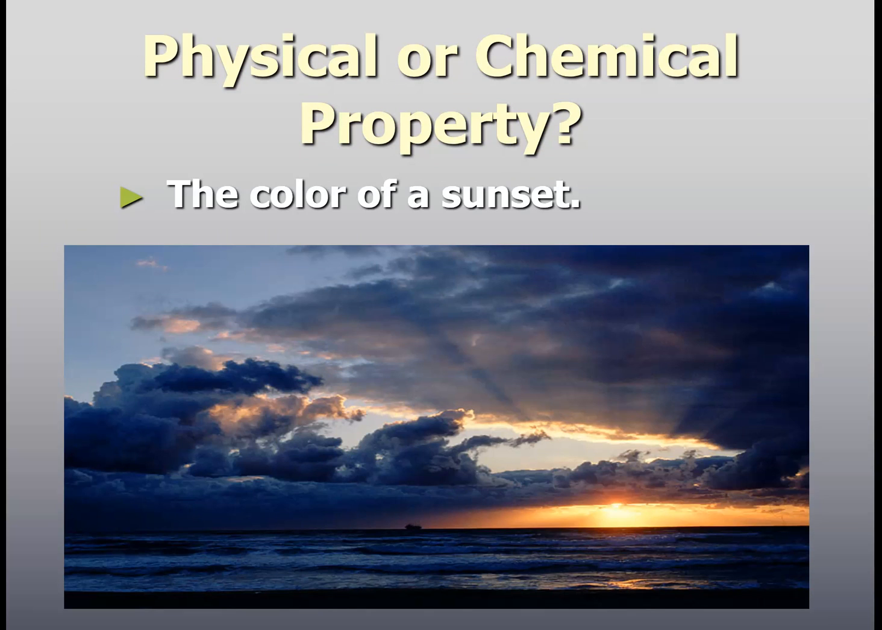Let's look at another. Physical or chemical property. The color of a sunset. So if we were to take a look at the sunset, is this a chemical property or a physical property? Write your answer on your paper.